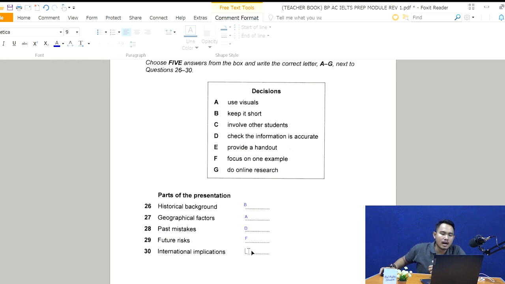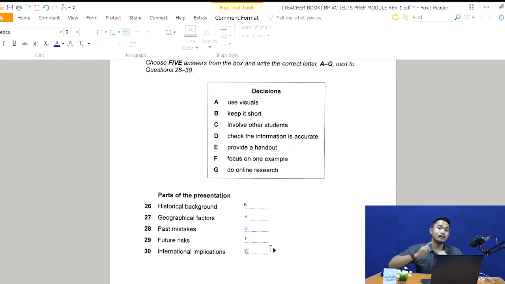International implication, I might say involve the other students, because it is talking about the implication, the possible thing that might be happening. So I guess it's much better to just involve other students, to hear what their thoughts are about the particular topic, or what they learned before about the topic itself. Okay, so that would be my best guess.